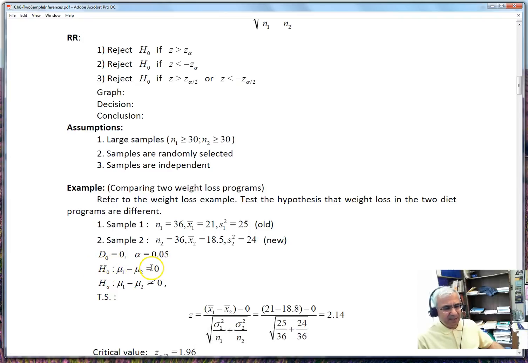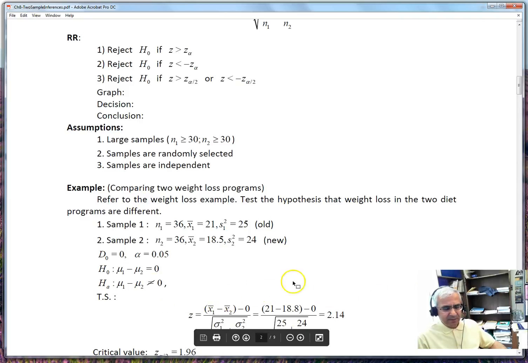We always put the equal 0 there. So that's mu1, which is the old program, minus the mean of the weight loss of the second program. Remember, these mean weight losses represent the losses for the entire populations. They are unknown, but these are the estimates of these values, based on samples of size 36. And we're trying to find out whether the means are equal or they are different.